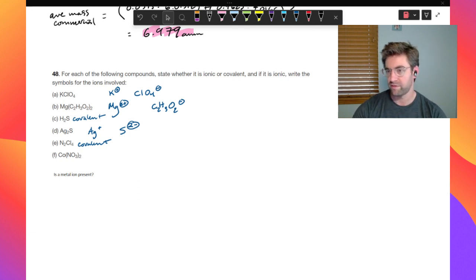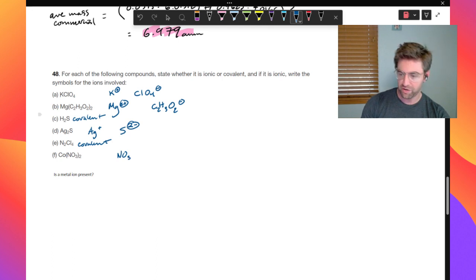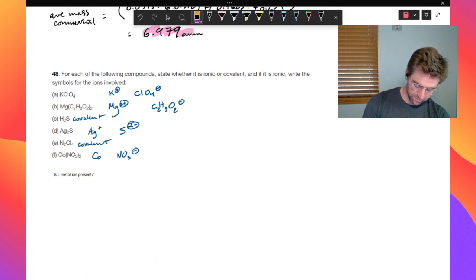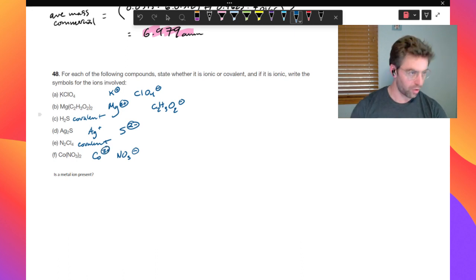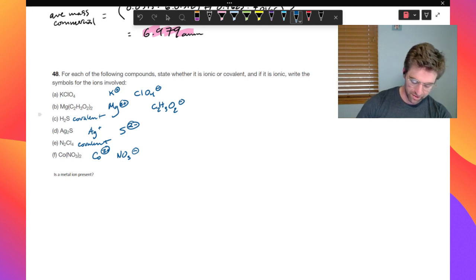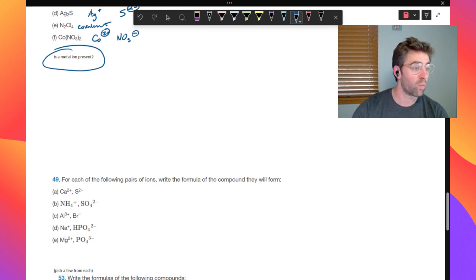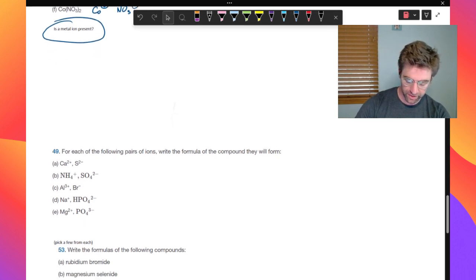Here we have cobalt and nitrate. So nitrate, remember, has a negative 1 charge. Since there are 2 of them, we can intuit that the cobalt has a positive 2. Yes, 2 positive charge. Cobalt is a metal. This is an ionic compound. And again, the big hint here is whether or not a metal is present, including alkaline earth metals.